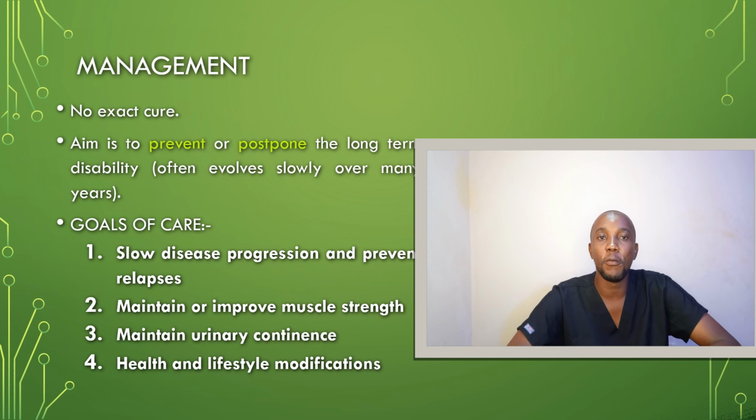Our goal number two will be to maintain or improve muscle strength. Our goal number three will be to maintain urinary continence. And our goal number four is health and lifestyle modification. So our goals of care are four when it comes to management of multiple sclerosis. Goal number one is to slow disease progression and prevent relapses. Goal number two is to maintain or improve muscle strength. Goal number three is to maintain urinary continence. And goal number four is health and lifestyle modifications.